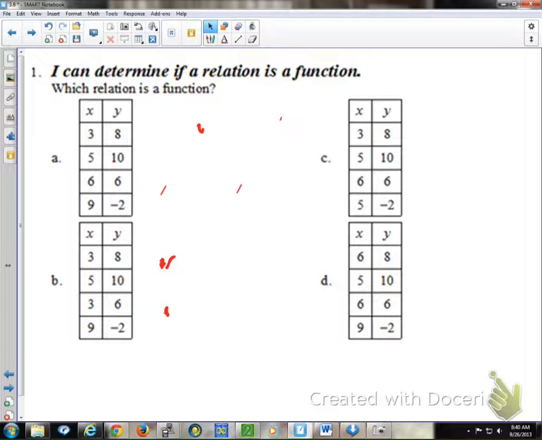It's impossible. That's why, with functions, their only restriction that you had to look for was which one did not have a repeating x value. They all had a repeating x value, repeating x value, repeating x value, except for A. Which is why it was the function. That is the only thing they really care about when it comes to functions: does your data make sense?